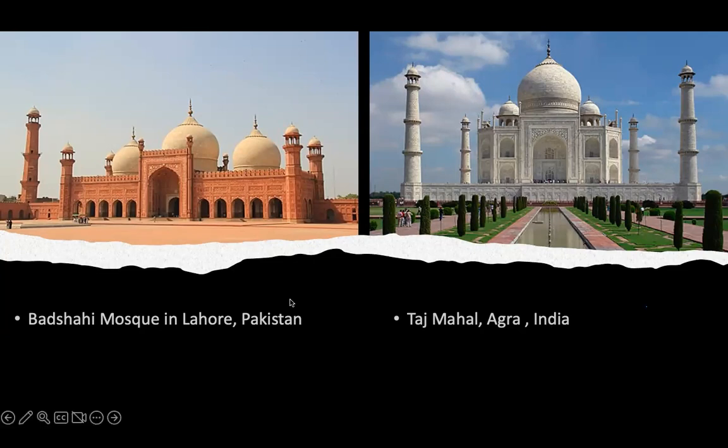I want to share another one that is actually in Pakistan. Remember, Pakistan and India were both one piece of land under the Mughal Empire. This is the Badshahi Mosque in Lahore, Pakistan. It was built by Emperor Aurangzeb.